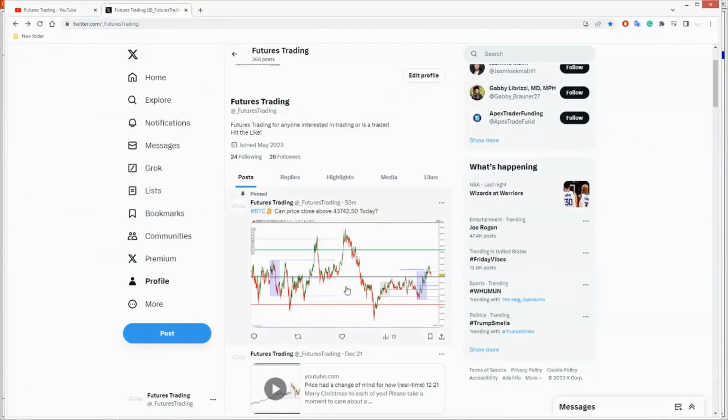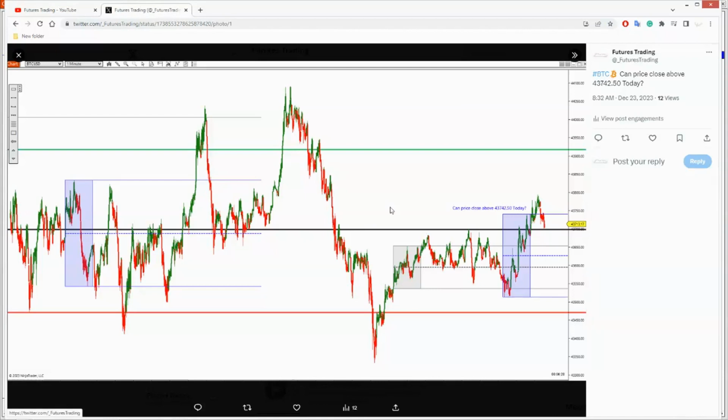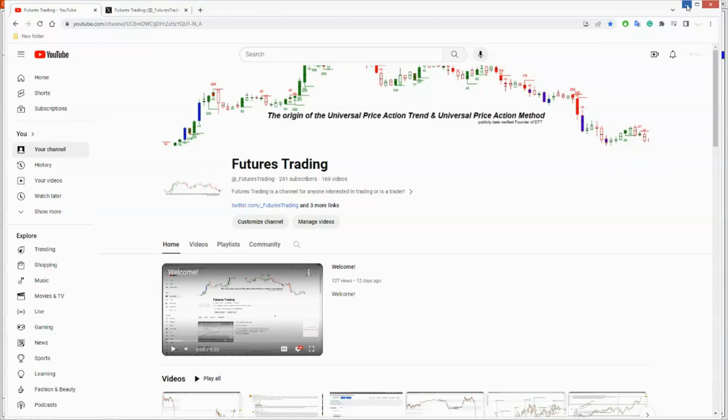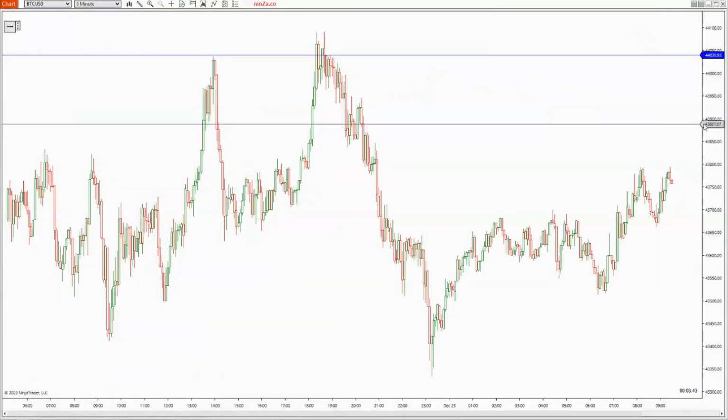Now, this morning, I put something on Twitter, and I'm going to give you a chance to look at it for some targets. I posed the question right there, and that was 43,742.50. I just want to see if they'll close above that today. I'm going to give you a chance to benefit from this information if you're a Bitcoin trader.